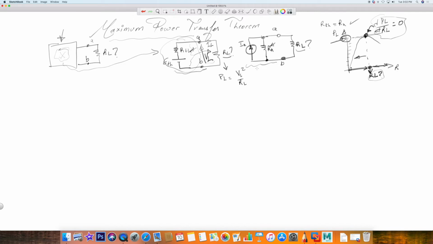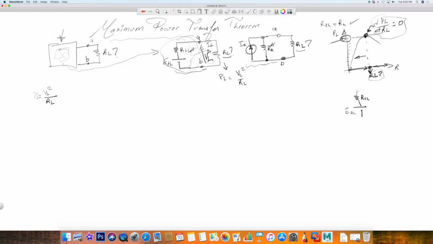So let's start with this equation right here. PL equals VL squared divided by RL. Okay, let's look at the circuit again. And let me draw it here. So I have RTH, and I have ETH.